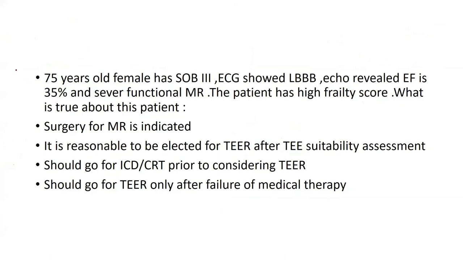A 70-year-old female has shortness of breath. ECG showed left bundle branch block. Echo revealed ejection fraction 35%, severe functional MR. The patient has high frailty score, non-surgical candidate. What is true about this patient? Surgery for MR is indicated. It's reasonable to be elected for TEER. Now you have to be familiar with this.